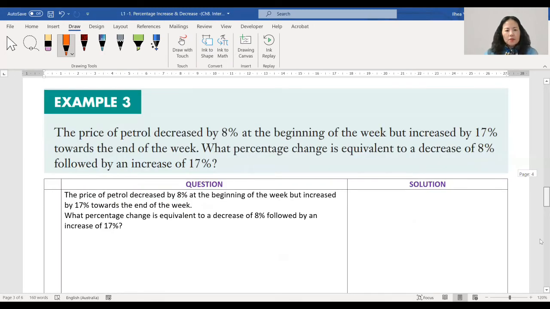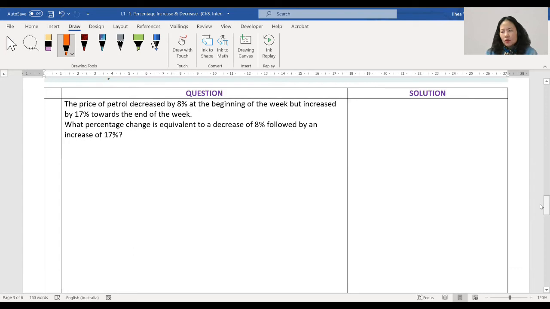Example 3. The price of petrol decreased by 8% at the beginning of the week, but increased by 17% towards the end of the week. What percentage change, so we're looking for a percentage, not the money, is equivalent to a decrease of 8% followed by an increase of 17%? Again, there's no money involved, so I would like to pick a number. I'll go with $100. Okay, Miss Yan spent $100 on petrol.